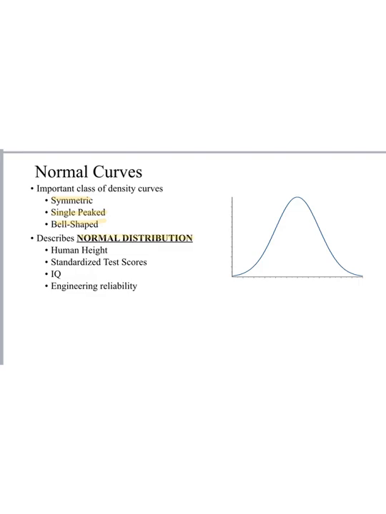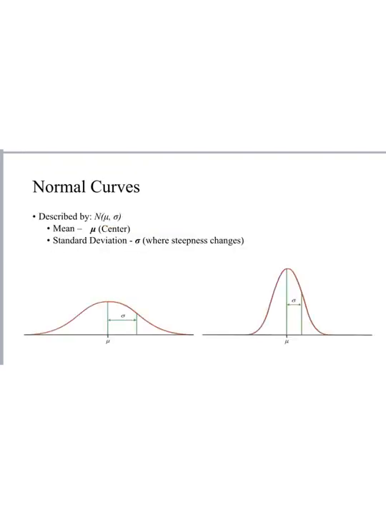So things that we can use a normal distribution curve for include examples such as human height, standardized test scores, IQ, engineering reliability, etc. Also note that normal curves are just described by the mean and standard deviation. So if I ever see an N and an ordered pair, note the first coordinate is the mean and the second coordinate is the standard deviation. Remember, the mean is the center and the standard deviation is where the steepness of my curve changes.